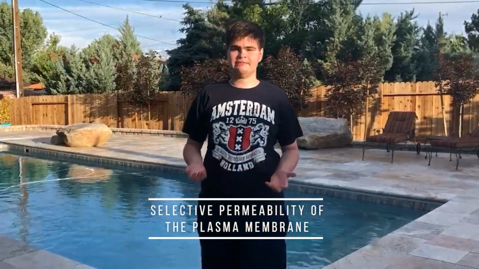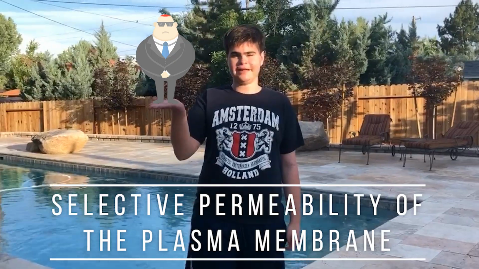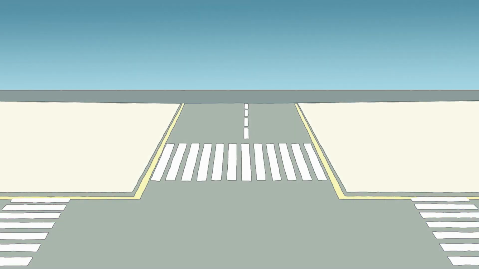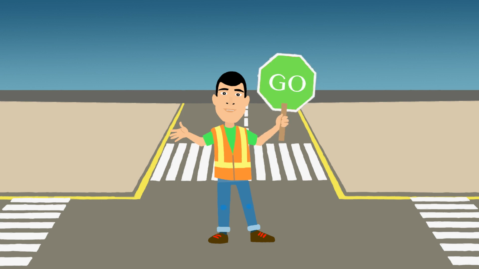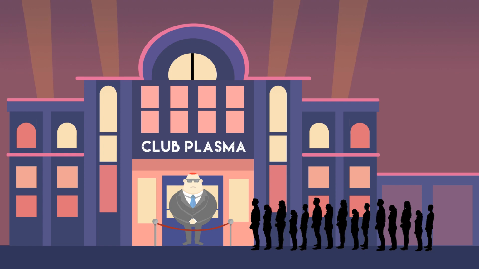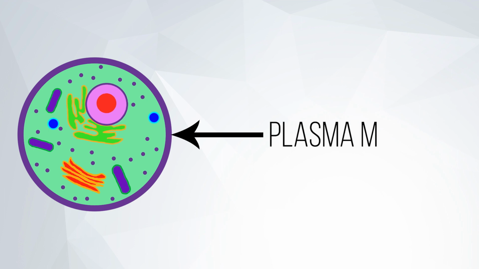We can understand the selective permeability of the plasma membrane by comparing it to a bouncer at a nightclub. Both the bouncer and the plasma membrane are responsible for traffic control. That is, their jobs both involve restricting what can enter and leave and when. A bouncer allows people to enter and leave a club, and likewise, the plasma membrane allows molecules to enter and leave the cell. This is one of your cells, and this is called the plasma membrane.